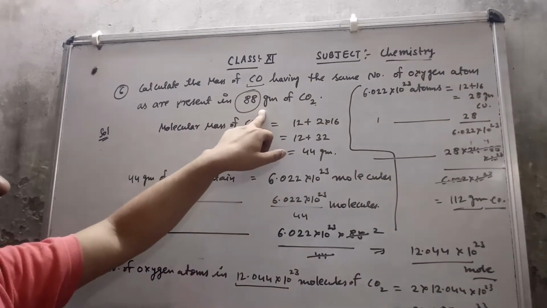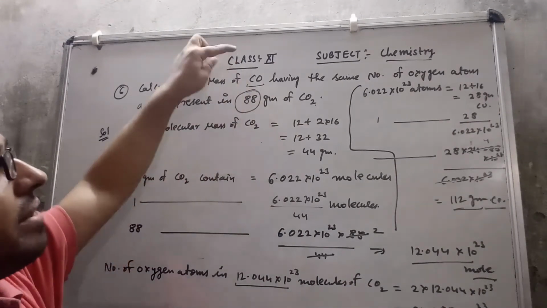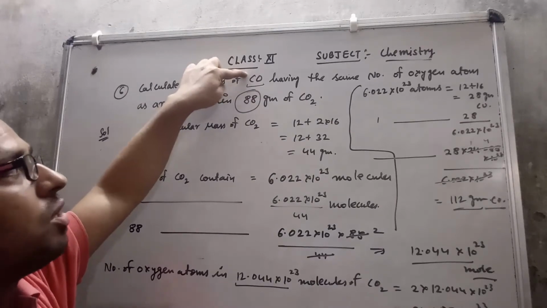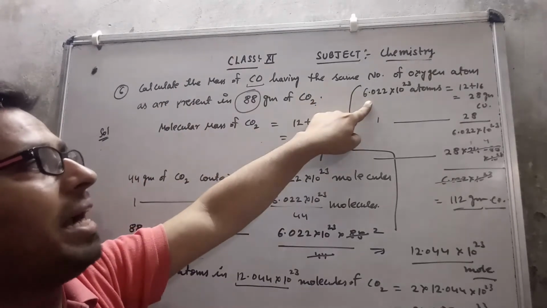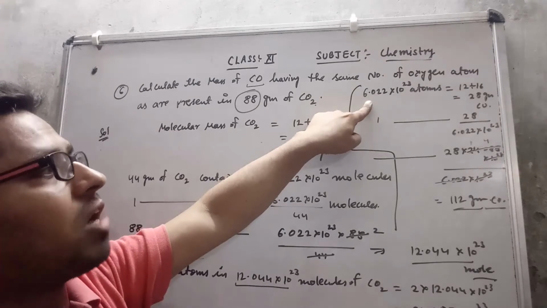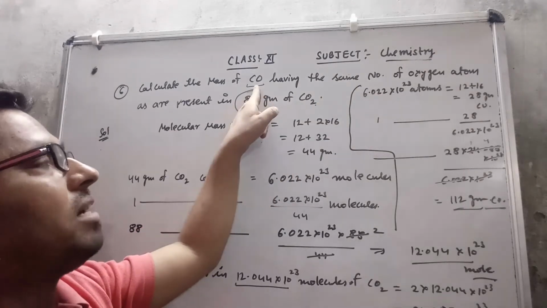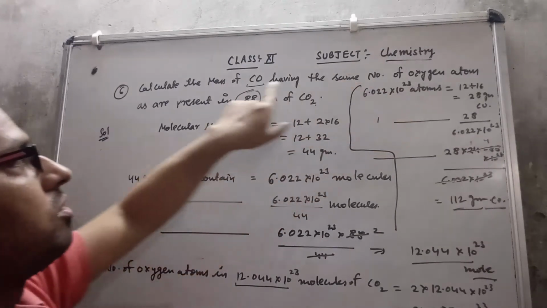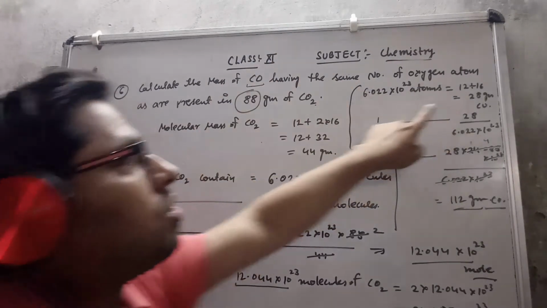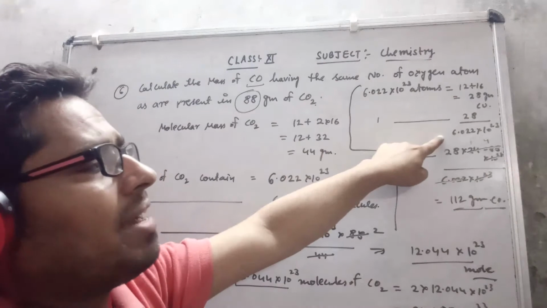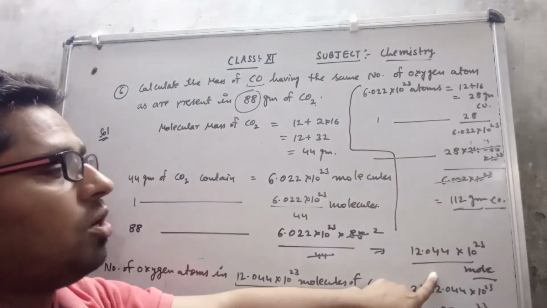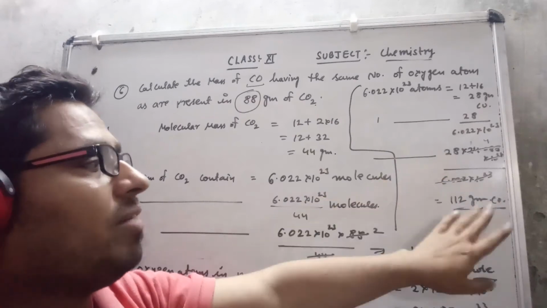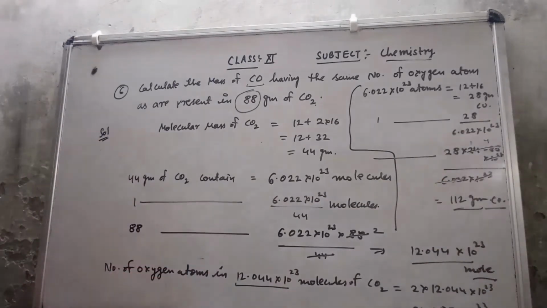So if the same number of oxygen atoms are available in carbon monoxide, then what will be the mass? If that much of atoms are available, the mass of carbon monoxide is 28, because Avogadro number is equal to the molecular mass. So 1 gram, then 28 upon Avogadro number for one atom, and for that much of atoms I have solved it. I am getting 112 gram of carbon monoxide.